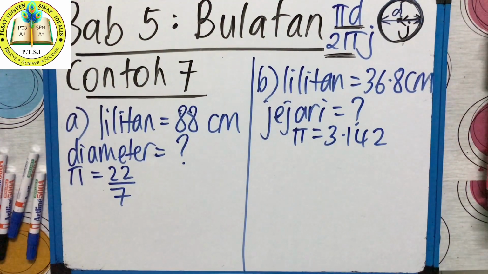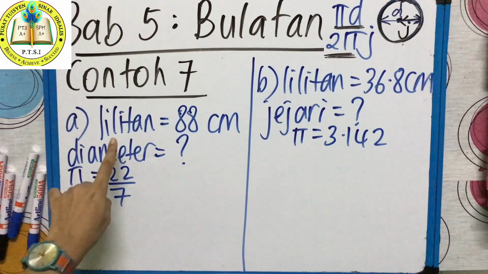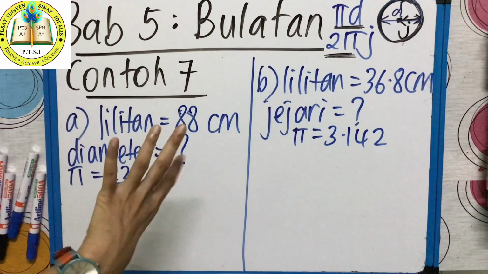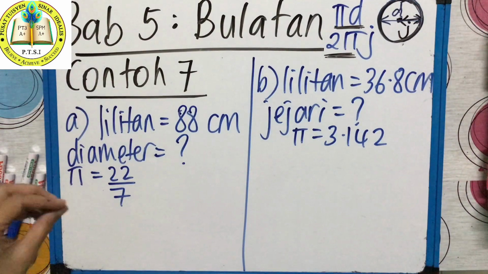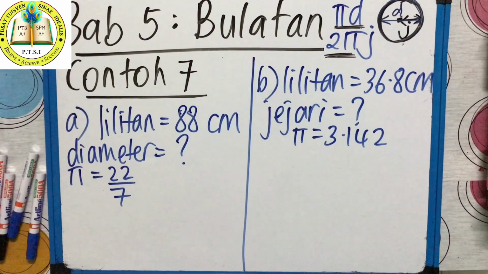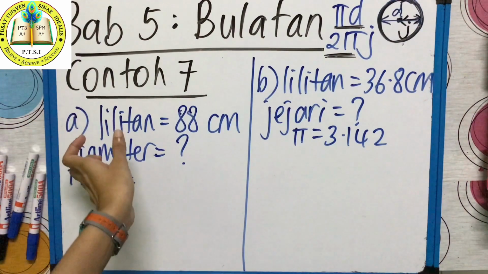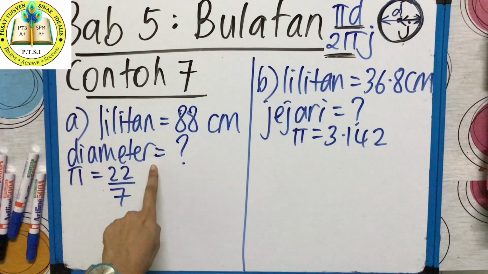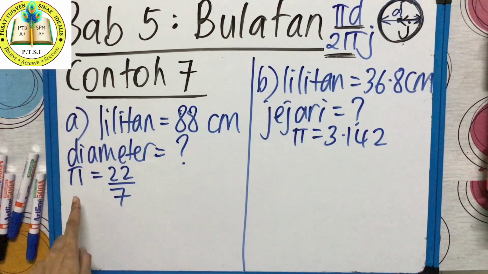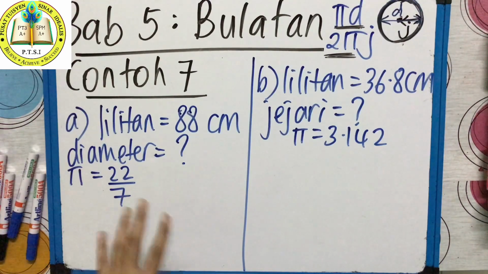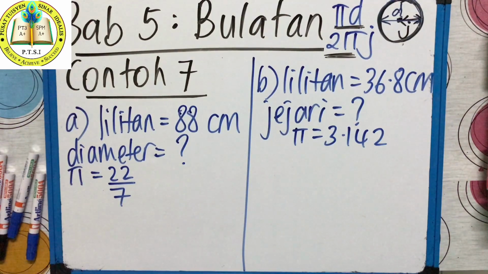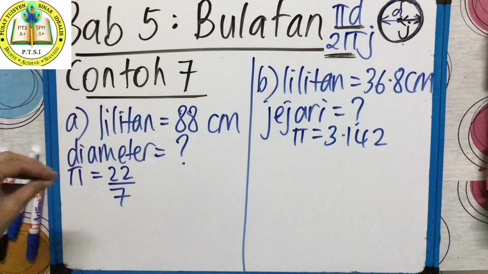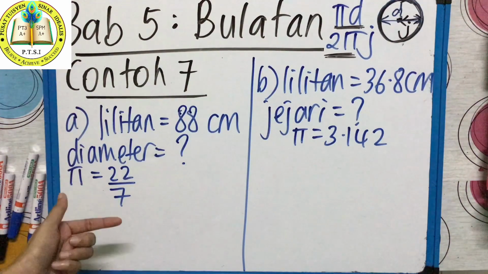Class, now teacher go to the next example. Contoh 7 daripada buku teks. Okay, soalan A. Diberi lilitan sebuah bulatan 88 cm. If you see here class, I didn't write the full question because I want to show you all how to do the working. So teacher just take the points. Lilitan 88 cm. Hitung diameter. They ask you to find diameter, teacher put question mark. And pi nilainya 22/7. That's it. Ini adalah maklumat yang diberi dalam soalan A. Lilitan 88, diameter you must find out, pi 22/7.